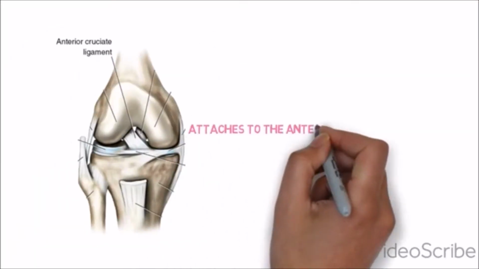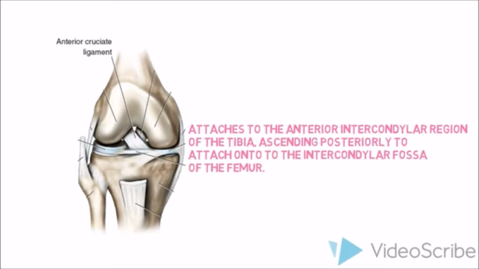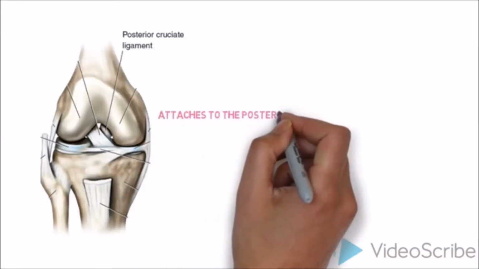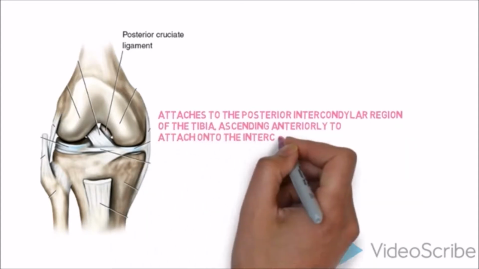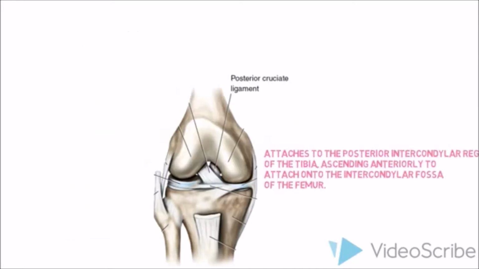ligament. The anterior cruciate ligament prevents the femur from sliding posteriorly and also restricts the tibia from sliding anteriorly. It attaches to the anterior intercondylar region of the tibia, ascending posteriorly to attach onto the intercondylar fossa of the femur. The posterior cruciate ligament limits the femur from sliding anteriorly on the tibia and prevents the tibia from sliding posteriorly on the femur. It attaches to the posterior intercondylar region of the tibia, ascending anteriorly to attach onto the intercondylar fossa of the femur. The anterior cruciate ligament and posterior cruciate ligament can also be referred to as cruciform ligaments, as they are arranged in a cross formation.